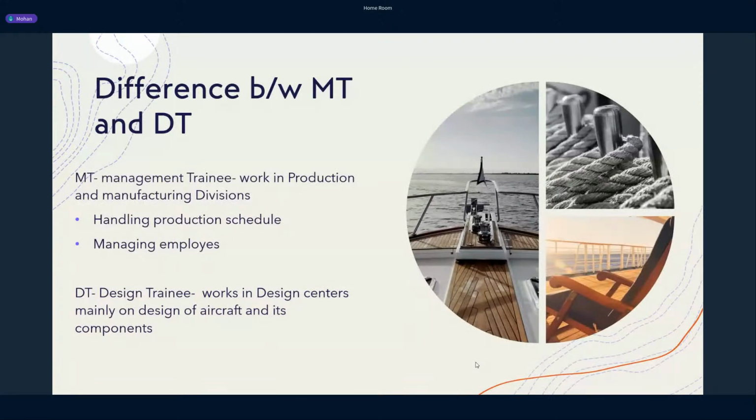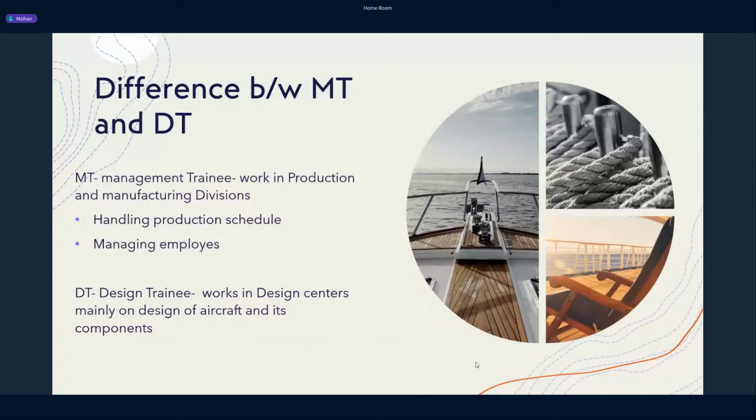MT stands for management trainee. A management trainee is basically an engineer who works in manufacturing or production divisions, at production and manufacturing sites. They handle the production schedule, and they mainly manage the employees who are working under them, managing production things.